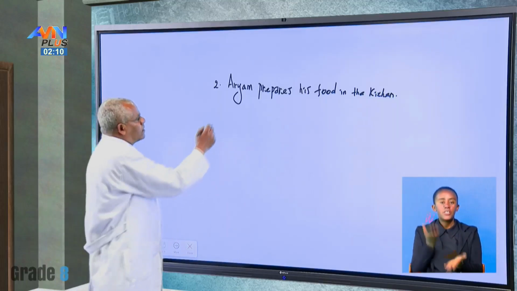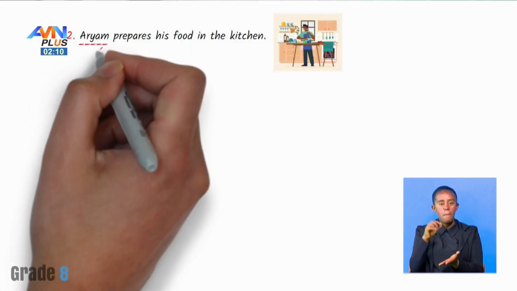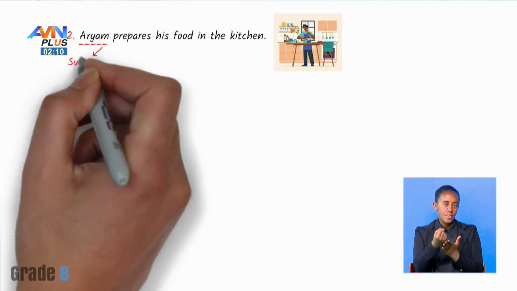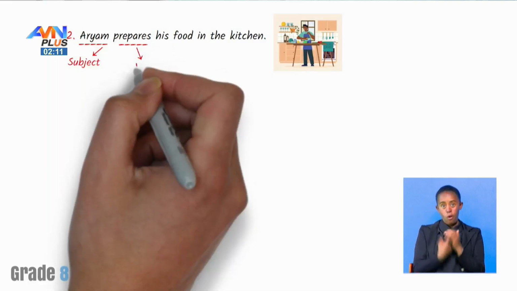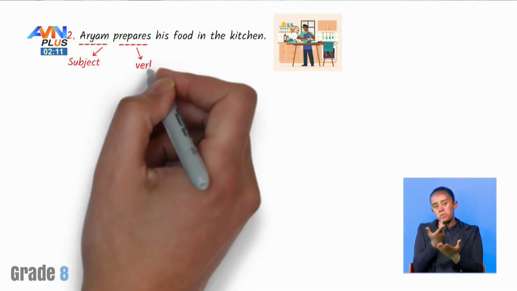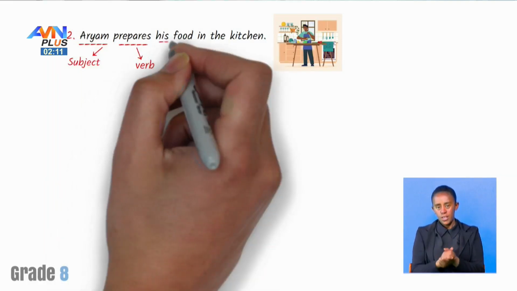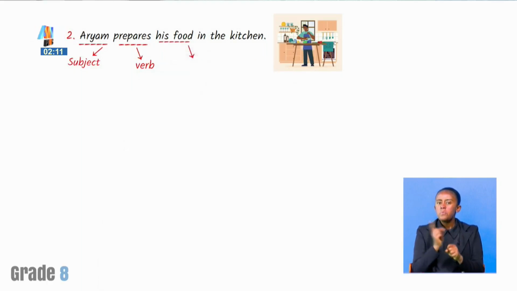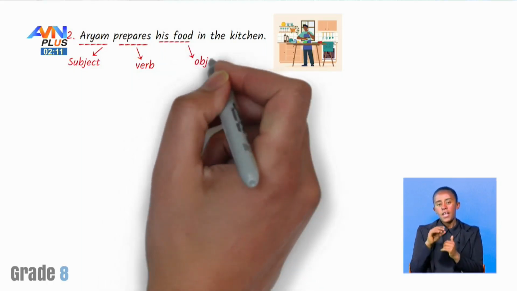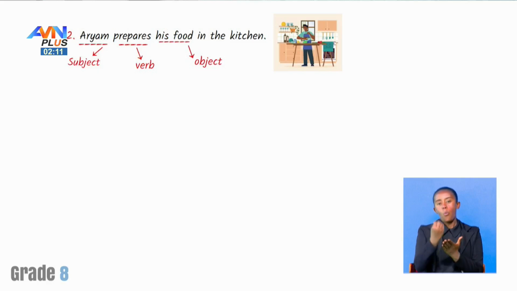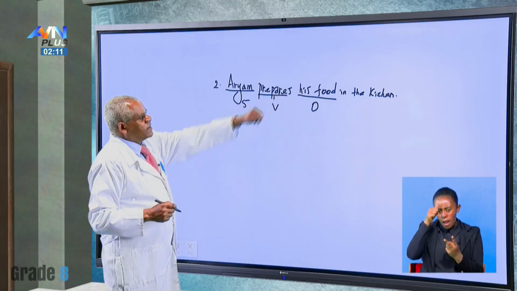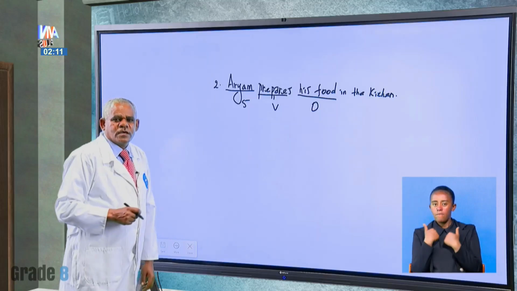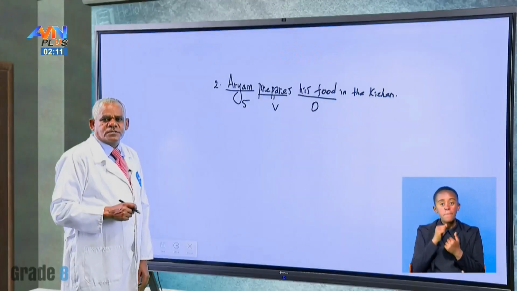Aryam. You see now, Aryam is the subject. The verb is here, this is V1. Here it is, his food, that's an object. In the kitchen. What does he prepare in the kitchen? So this stands as an object. And then Aryam prepares. Don't forget that here is S, because Aryam is third person singular.